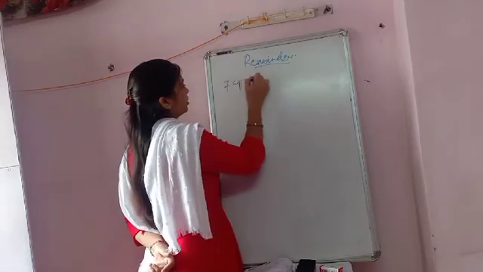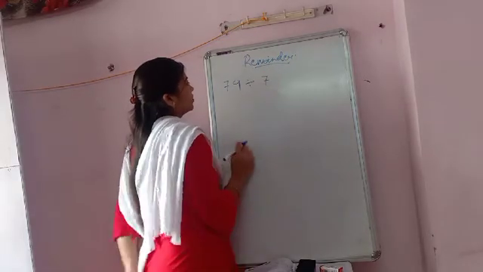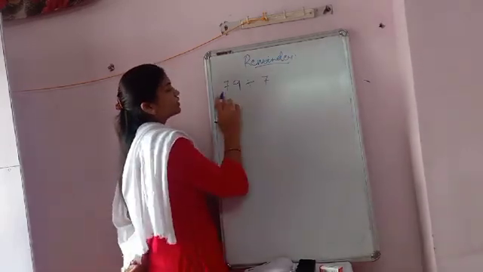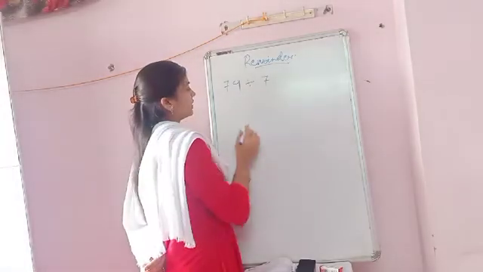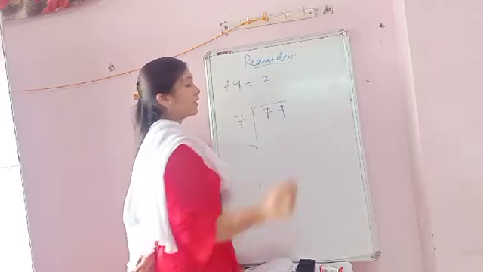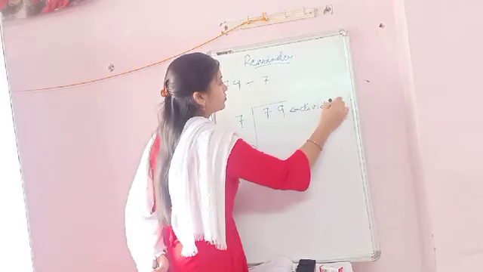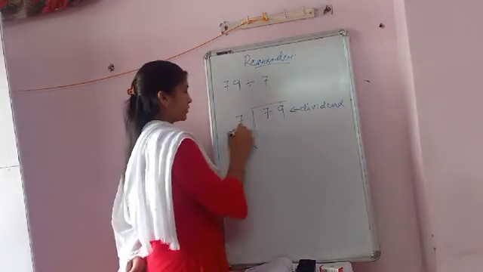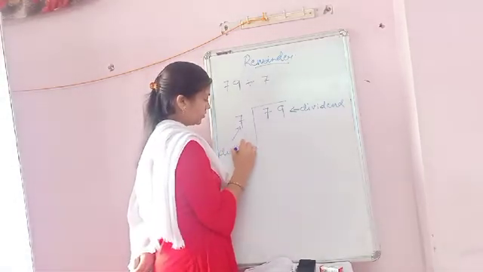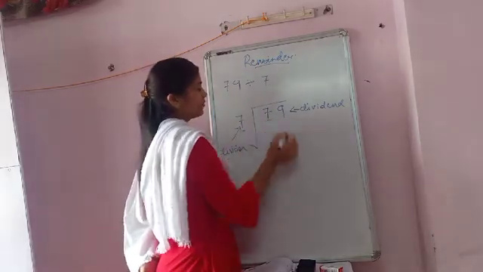Second example for the division, which clears the concept of the remainder. 79 divided by 7. This is the dividend. No need to write this everywhere, for the first example you have to write this only. This is the divisor.